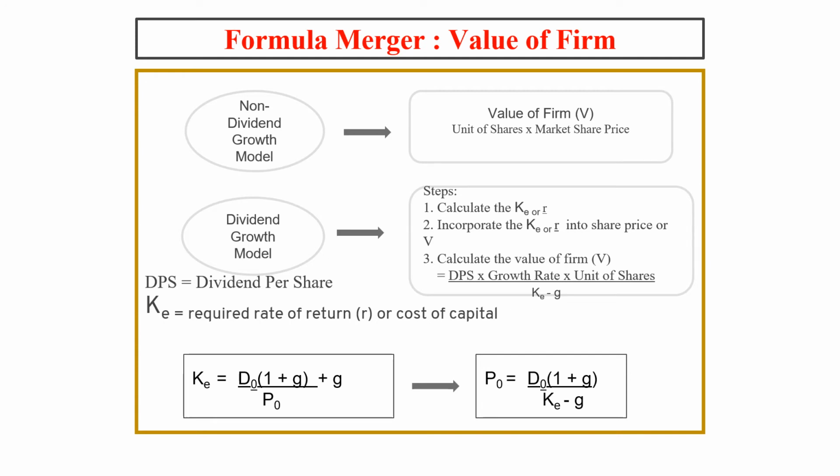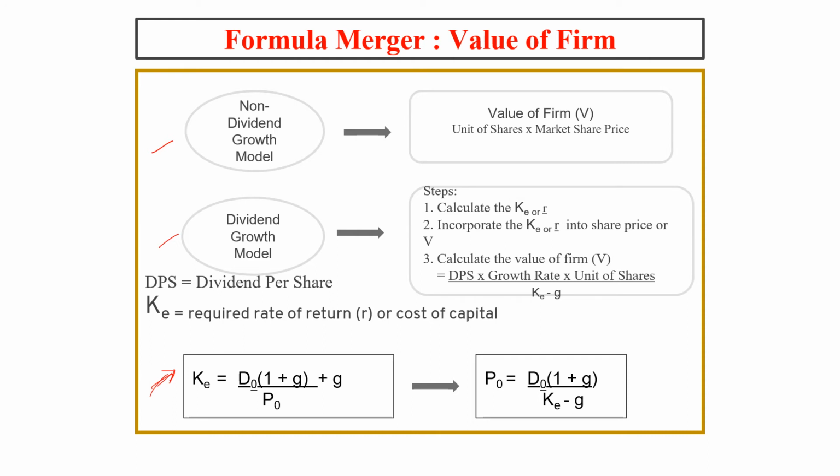There are two models. The first one is the non-dividend growth model, and the second one is the dividend growth model. Okay, so for the non-dividend growth model, you have to calculate the value of the firm. So apa you nak kena kira? You have to calculate the unit of shares times the market share price. And then for the dividend growth model, you have to calculate like this one. This one kita dah belajar dalam chapter before this untuk KE, if I'm tak silap. So untuk subject COC, cost of capital, kita dah belajar untuk dividend growth model. So calculate the KE or R.